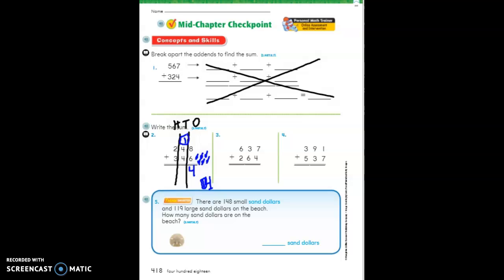Now I need to add my tens place numbers. I have 4 plus 4, which is a doubles fact. I know my doubles. 4 plus 4 is 8, plus the one I regrouped, can't forget that one, is 9. And my last place, 2 plus 3, bigger number in my head first, 3, 4, 5. Our final answer is 594.